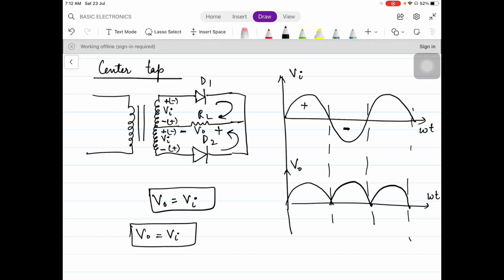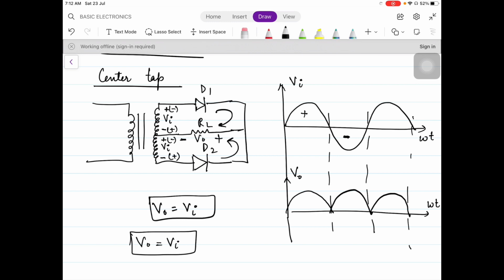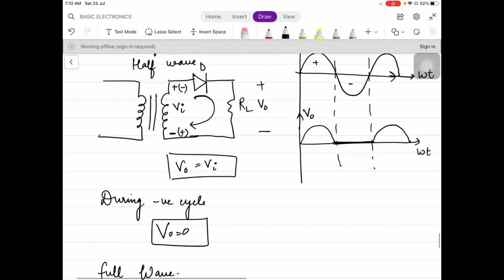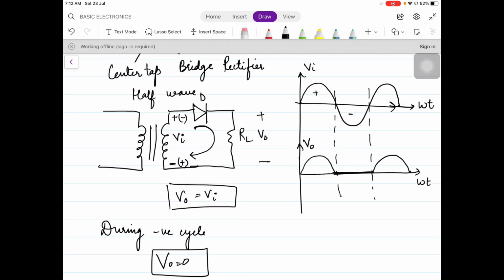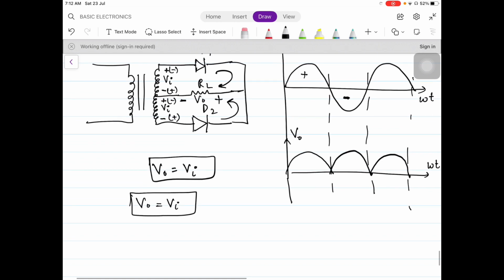So this is a full wave rectifier, and as you can see, the full wave rectifier is rectifying both the half cycles, that is the negative and the positive half cycle, whereas the half wave rectifier was rectifying only the positive half cycle and was not giving any voltage in the negative cycle. So this is the difference between half and full wave rectifier.